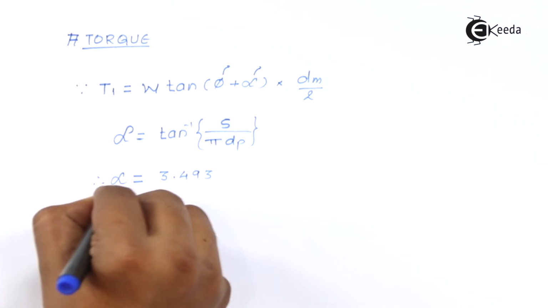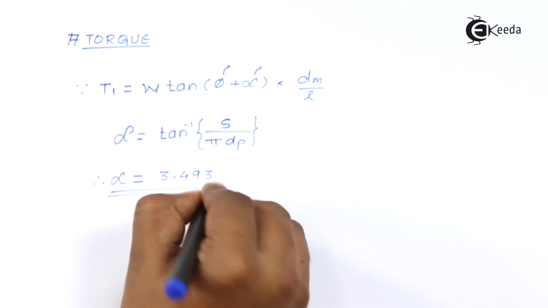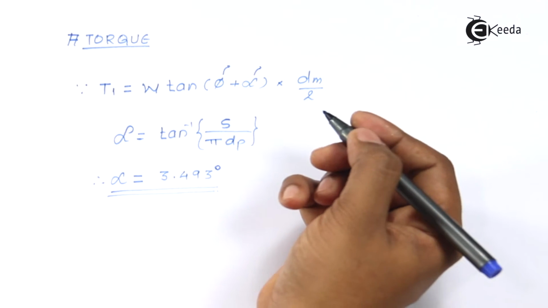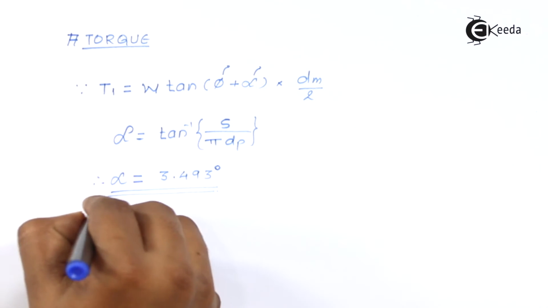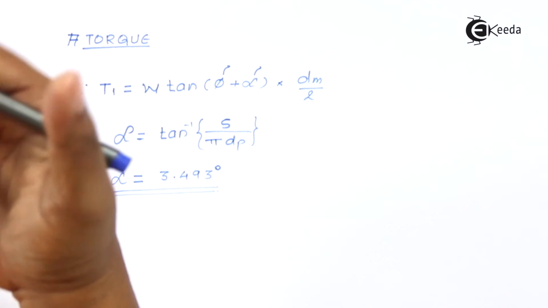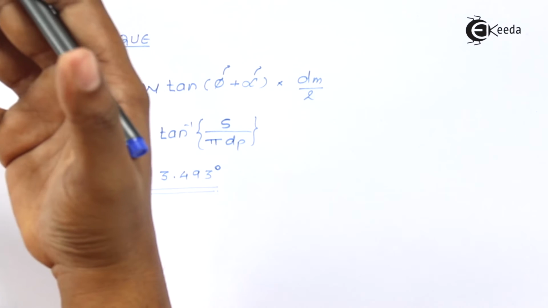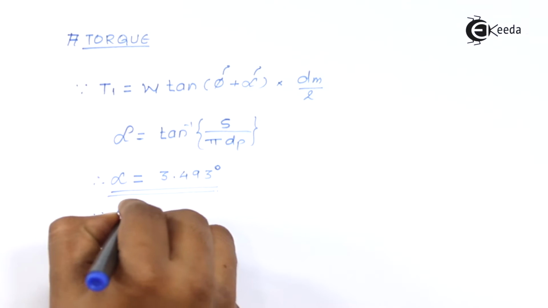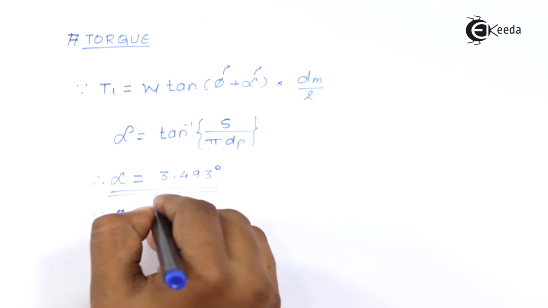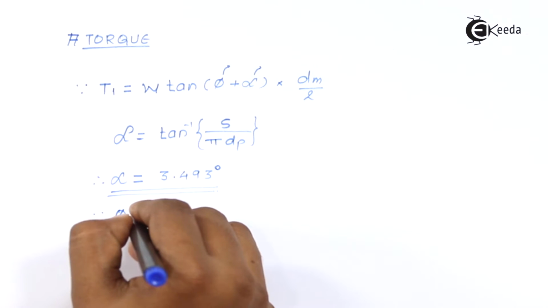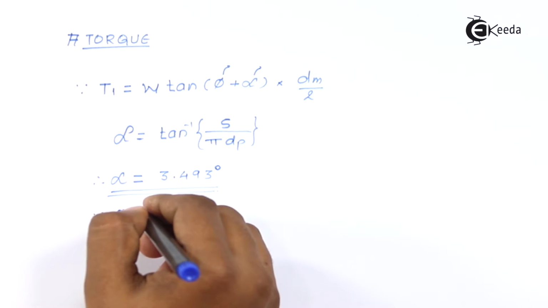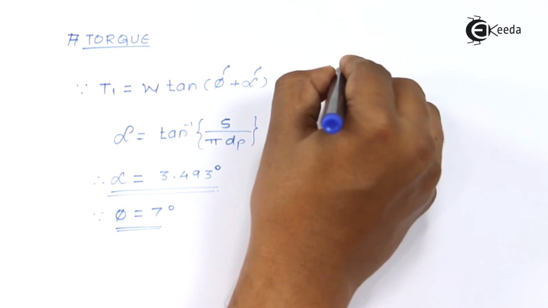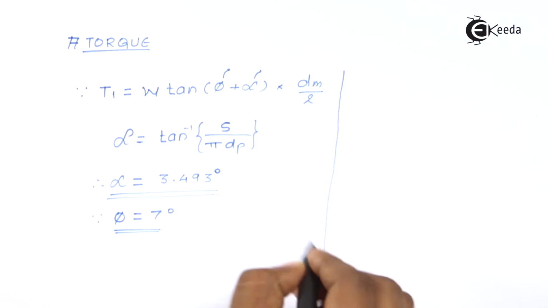As we put the standard values, we'll get the value of alpha somewhere around 3.493. Now this is of course in degrees, and based on the coefficient of friction of this material, we'll get the value of phi also. So the phi value comes out to be 7 degrees, which is the angle of friction. You can skip this calculation because it's a standard value of friction associated with the materials.